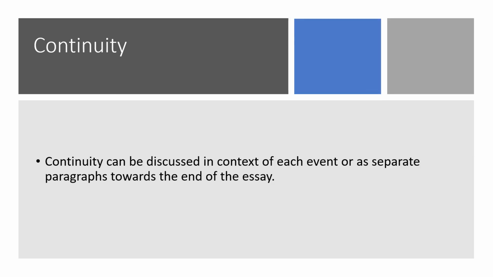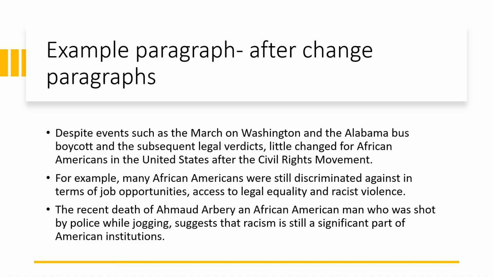When you write about continuity in your essay, you can discuss it in the context of each event. So you could say, use that change paragraph about Rosa Parks and add a bit of continuity down the bottom, or you can write it as separate paragraphs towards the end of the essay. And I'm going to give you an example of both ways to write it. So this is a way you can write the paragraph after the change paragraphs, right? So it's as a separate paragraph to talk about continuity.